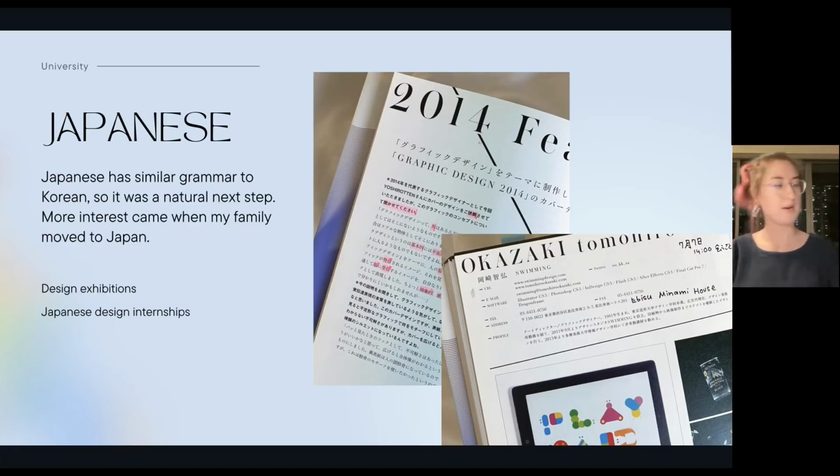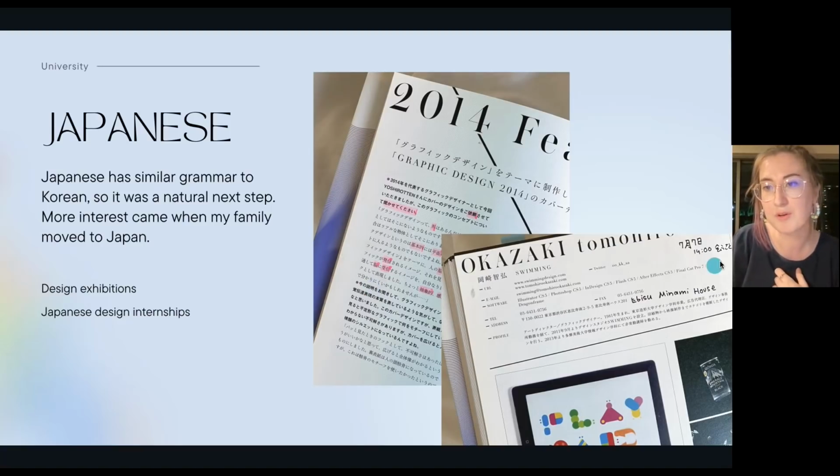I don't have it next to me right now, but it's this massive textbook that they sell in Japan of graphic design agencies, and it has the contact details of people. So I sent emails in my broken Japanese to a lot of these people saying, hey, I'm interested in Japanese and design. Are you offering any internships?